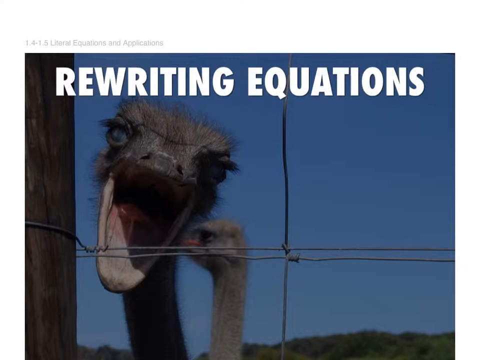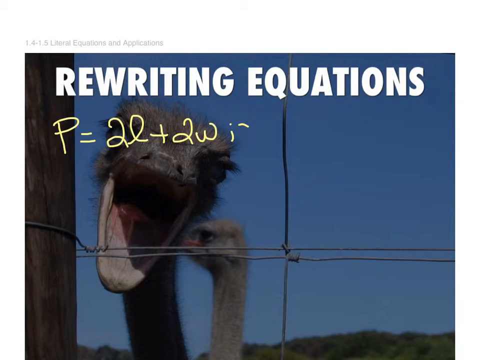So we have P is equal to 2L plus 2W, and we're going to solve for W. So we want to isolate W. So we want to always add or subtract away from the variable we're trying to solve for. So I'm going to minus 2L from both sides.